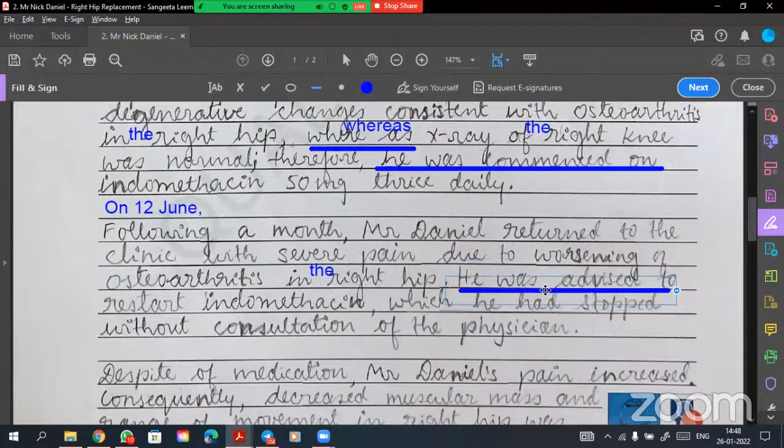So that's it. Can you repeat that sentence again? Repeat means no need for again; repeat means again only. Repeat the sentence or tell the sentence again. Repeat again is wrong. Mr. Daniel returned to the clinic with severe pain. Okay, so returned to the clinic. To the clinic is not needed. Why so many times to the clinic? He came to the clinic only. You are there in the clinic only. Why to the clinic again and again? No need. Mr. Daniel presented or returned, or during the following visit on 12th June, during the next visit on 12th June, severe pain due to worsening osteoarthritis was reported. Finished.